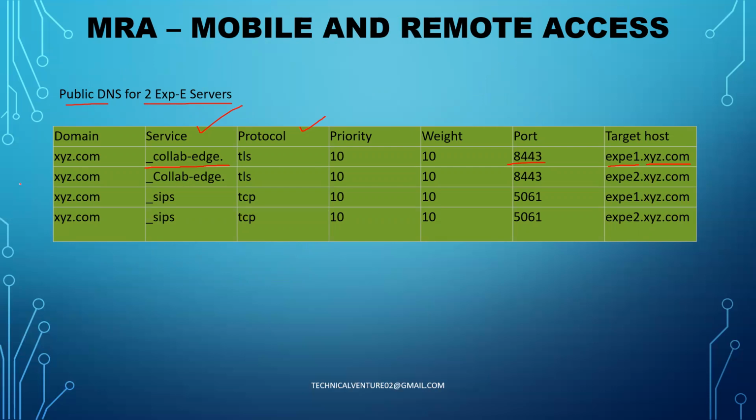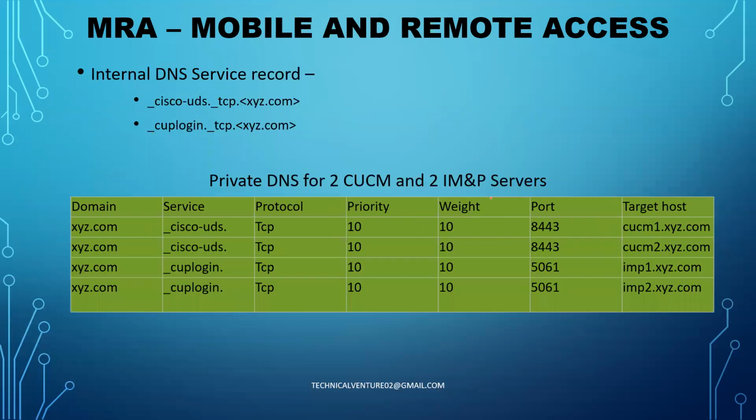Then it would be the same for the other Expressway Edge server as well. Here you can see this is Expressway Edge 1, this is Expressway Edge 2, and this is the SIP service, and you need to add this one as well: underscore sips dot underscore tcp, and then this domain, that is xyz.com, for Expressway Edge 1 and for Expressway Edge 2. These entries you need to add on the public DNS.